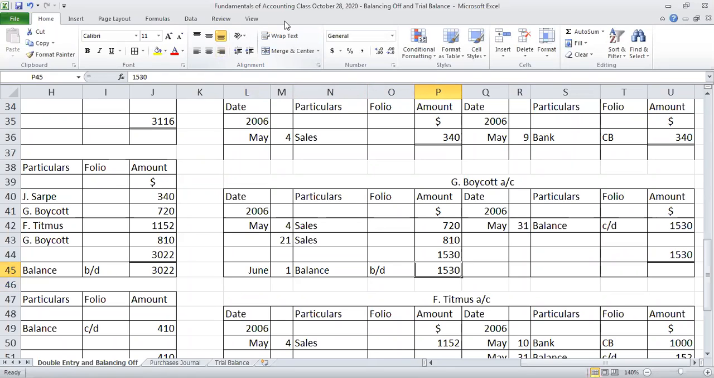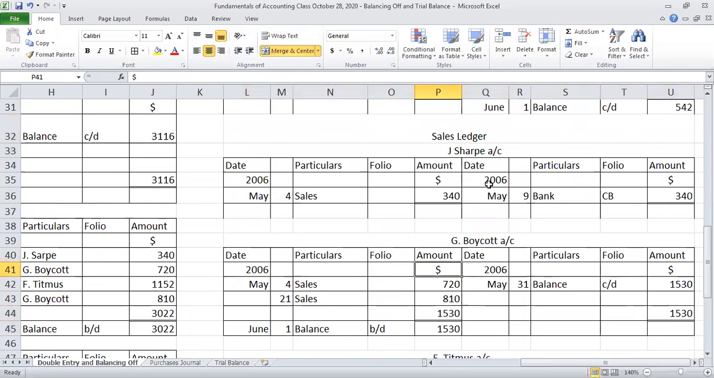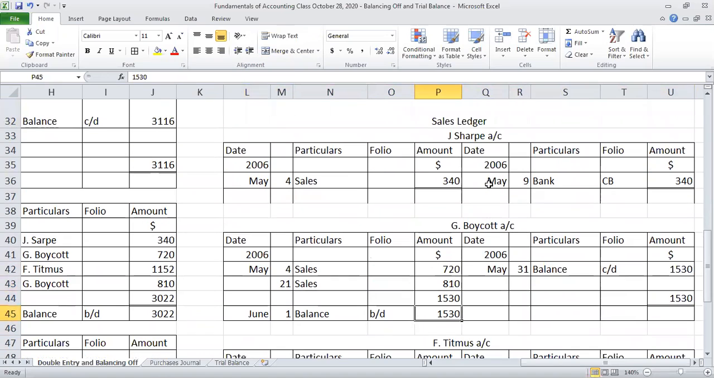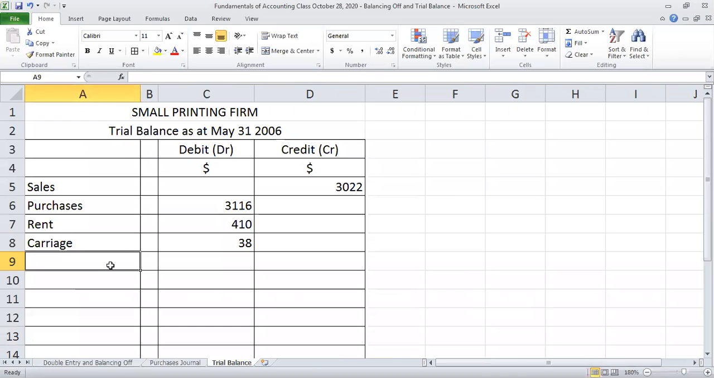For this case, G Boycott is a debtor. He owes you money, and his account is at a debit balance of 1,530. So you're going to put G Boycott in the trial balance and put the figure under the debit side, right? So you have G Boycott and the 1,530 under the debit side.